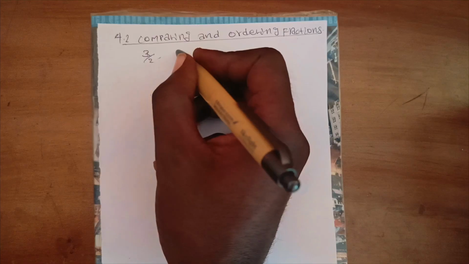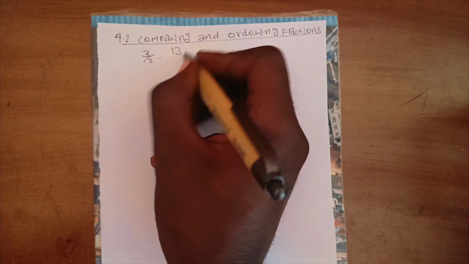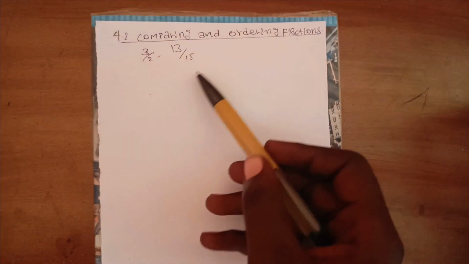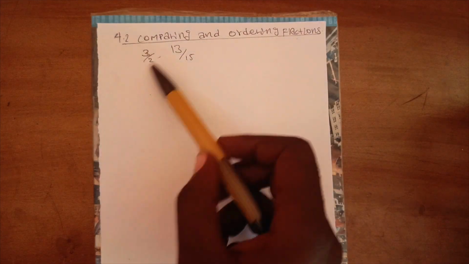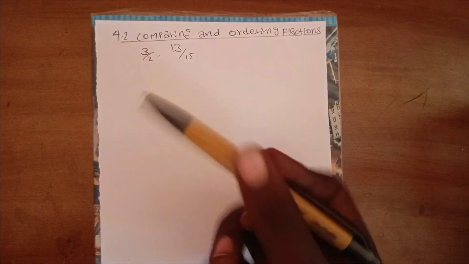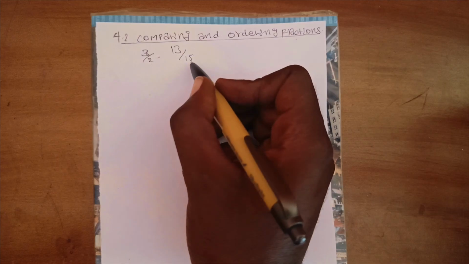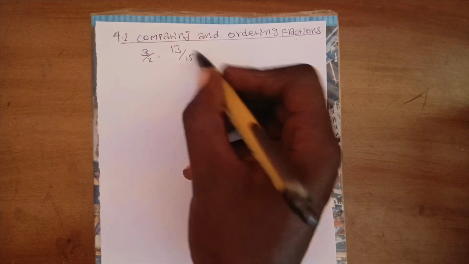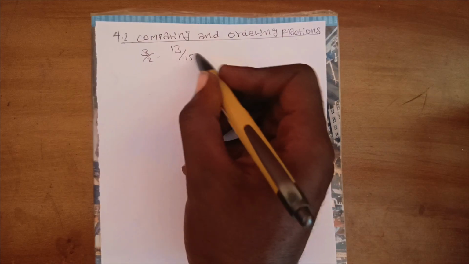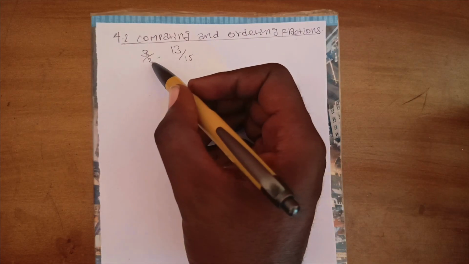There are other fractions like 13/15. This means we have 13 things from 15 things. This one, we have 3 things from 2 things. That means this is an improper fraction. This is a proper fraction because we use this kind of fraction in case 15 is greater than 13, but here 3 is greater than 2.